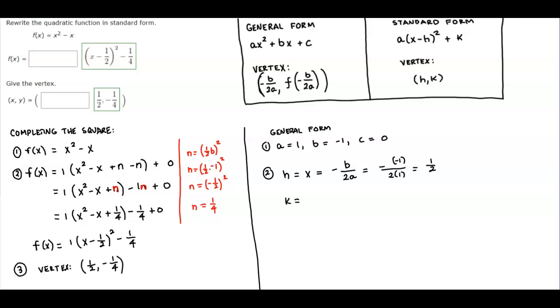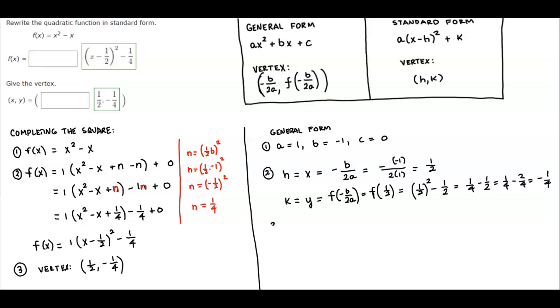And then for k, we know that that is the y coordinate, which is f of -b over 2a. We found that -b over 2a was 1/2. And then we're going to plug it into the function. So it's going to be 1/2 squared minus 1/2, which is equal to 1/4 minus 1/2, which is 1/4 minus 2/4, which is equal to -1/4.